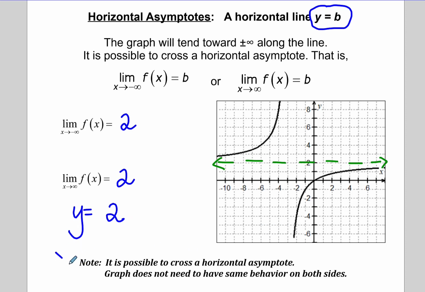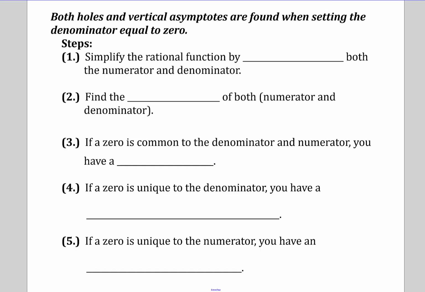Now, here's one thing you might have a misconception about from Algebra 2. It is definitely possible to cross a horizontal asymptote. Remember, horizontal asymptotes are behavior at the extremes. When I'm looking around a neighborhood here at the origin, I could cross an asymptote and still be asymptotic at the end behavior or at the extremes. So just be aware of that.